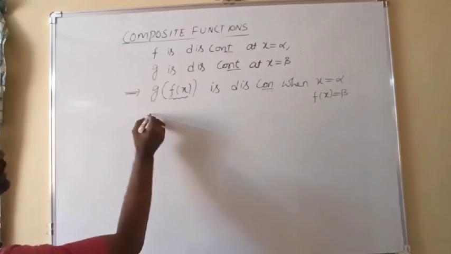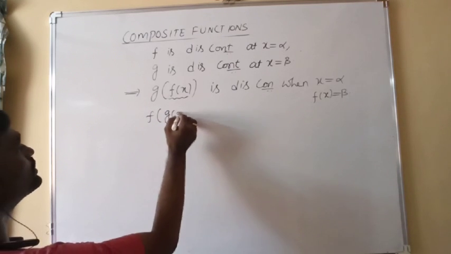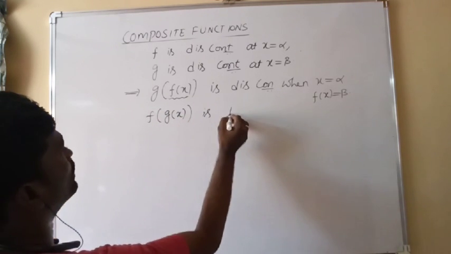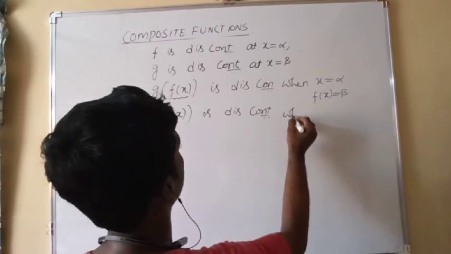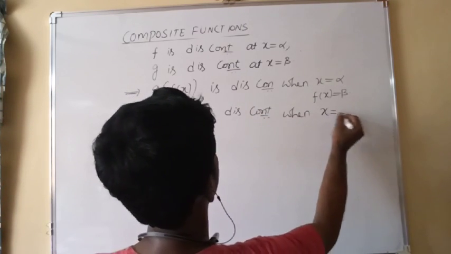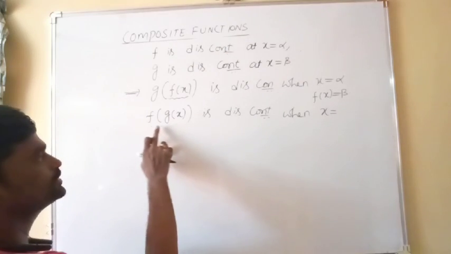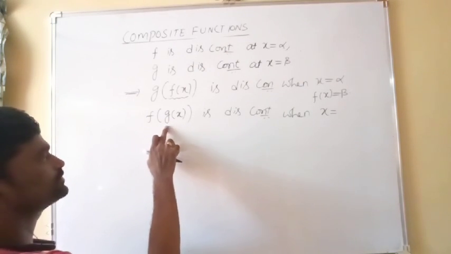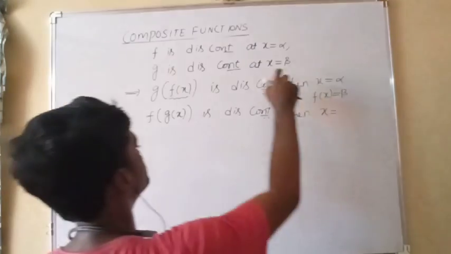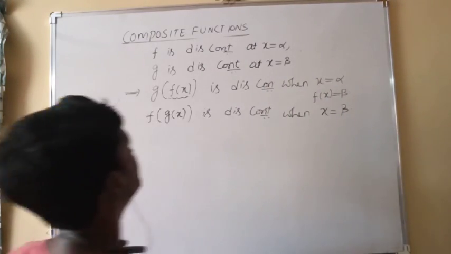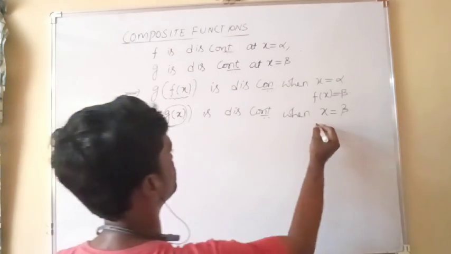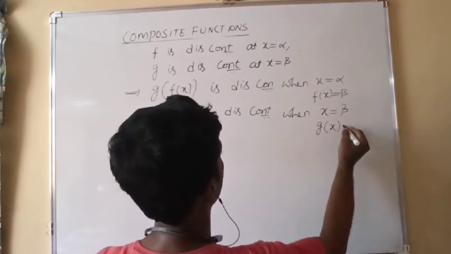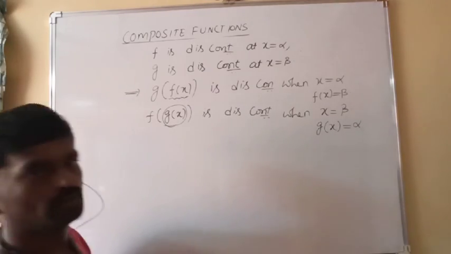So obviously, you tell me now, what about f of g of x? Here first the g function is applied. So f of g of x is discontinuous whenever the g function is discontinuous, when x is equal to beta. F of x is discontinuous at x equal to alpha. Then f of y, nothing but f of g of x, is discontinuous when y is equal to alpha, or when g of x is equal to alpha.